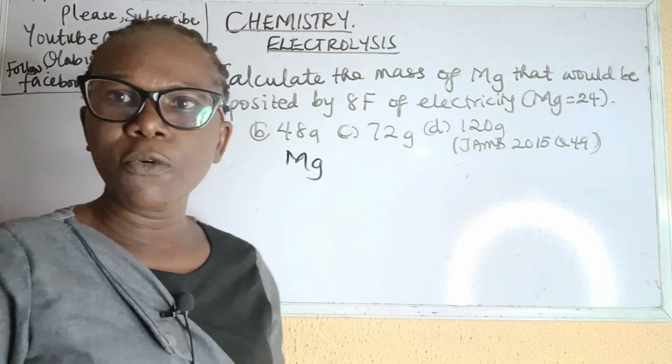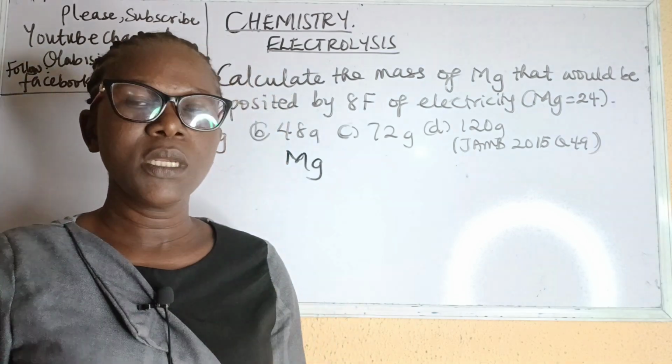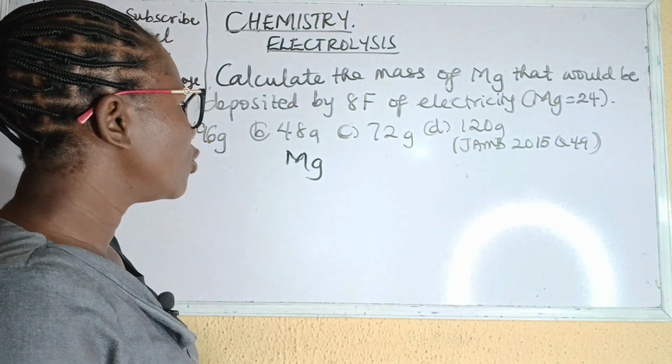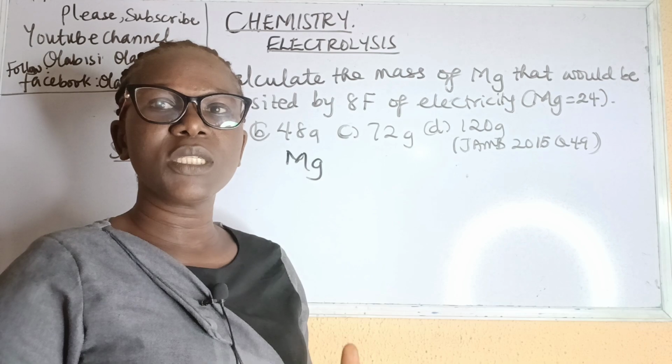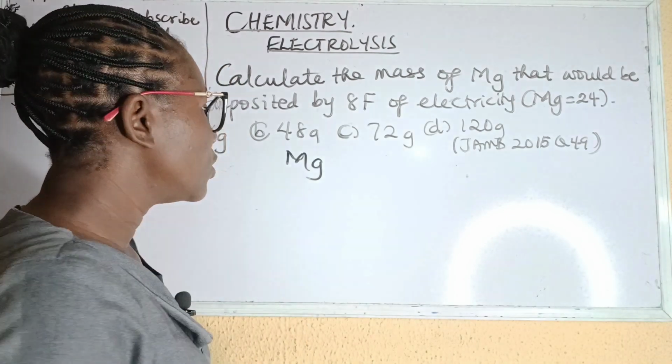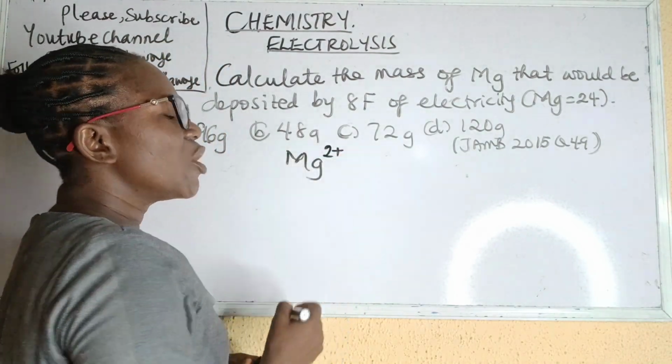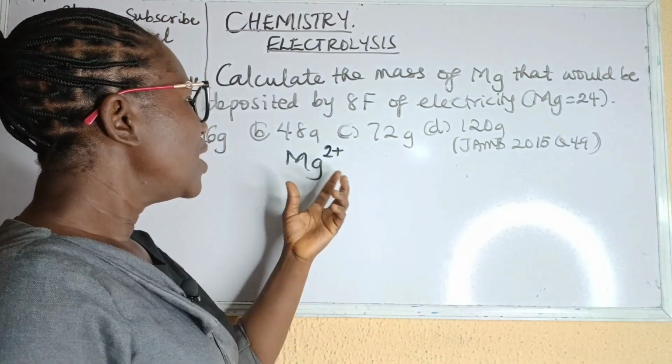Magnesium has atomic number of 12. To determine the charges that it carries, we quickly look at the valence electron. Since it's 12, the first shell takes 2, the second shell takes 8, the third shell takes 2. So we have +2 because magnesium usually gives out electrons. So it's already an ion here.